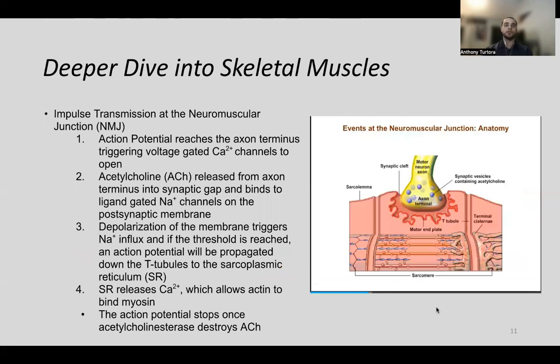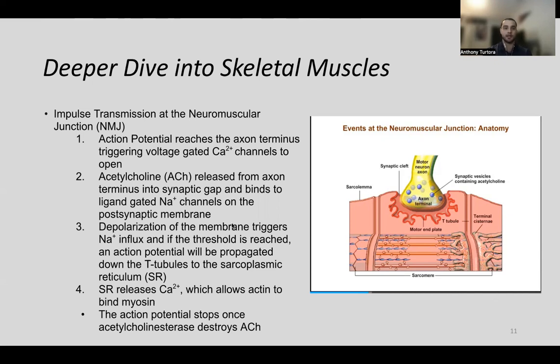Okay. So now we'll talk about the impulse transmission at the neuromuscular junction. What this is specifically is the synapse between the axon terminus of a neuron and a muscle cell. We'll talk about action potentials and synaptic transmission a little later on in this lecture. So if this doesn't completely make sense, I would encourage you to come back to this slide and review all of this. So at the neuromuscular junction, this is where acetylcholine, a neurotransmitter, is released and ends up causing muscle contraction.